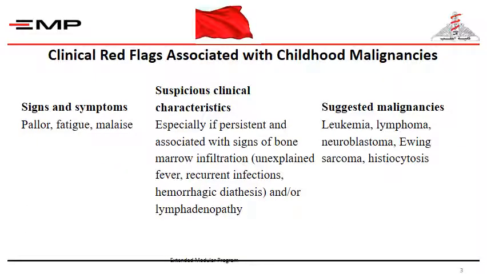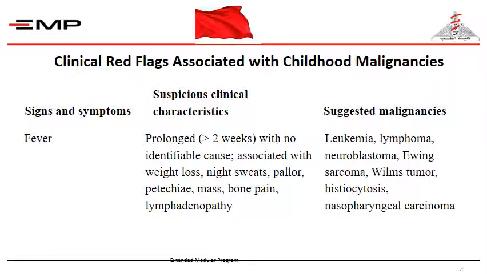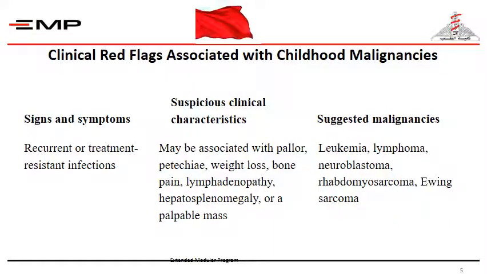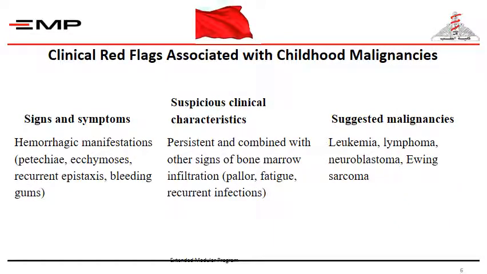Any combination of persistent or unexplained pallor, fatigue, and malaise, fever, recurrent or treatment-resistant infections, or hemorrhagic diatheses should be evaluated with complete blood count and blood smear.